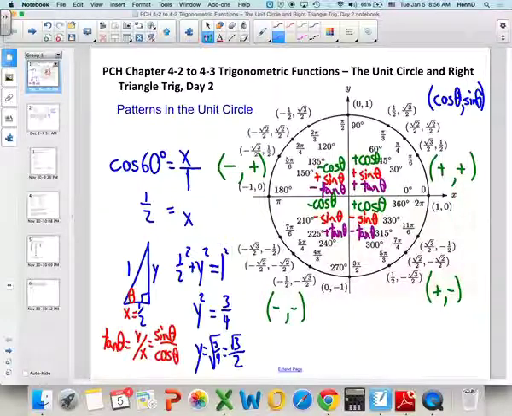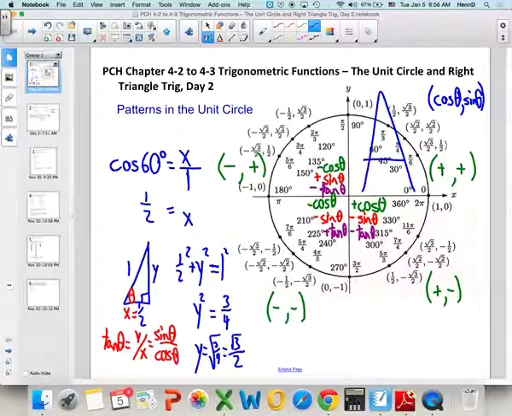So, here's what we have. Let's notice here what is positive in each quadrant. How many of the trig functions are positive in the first quadrant? All three of them. All of them.